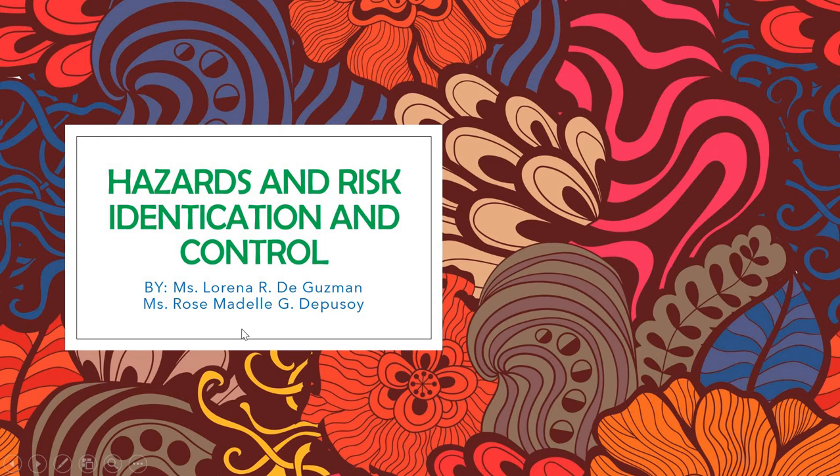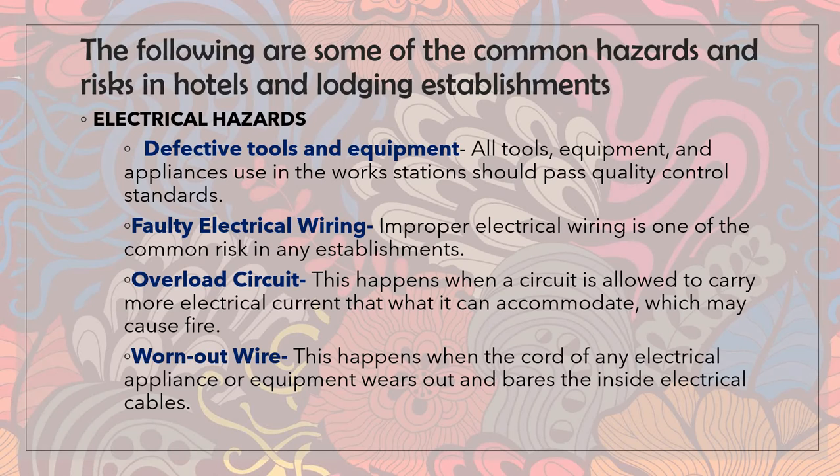So for you to get along with our lesson for this week, open your book on page 85 to 87. For this week's lesson, we are going to tackle hazards and risks identification and control. The following are some of the common hazards and risks in hotels and lodging establishments.